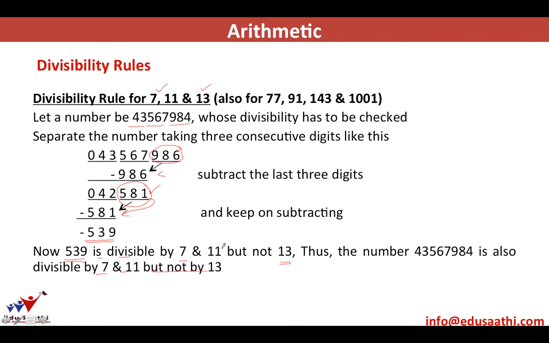So if I have to check the divisibility using the same rule, I'll separate it into blocks of 3 consecutive digits, and I'll subtract the last block from the remaining part of the number. I'll keep on doing so till the time I get a 3-digit number, and for that number I'll manually check its divisibility with 7, 11 and 13.